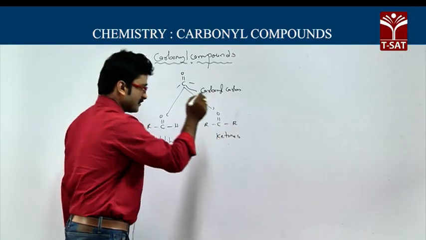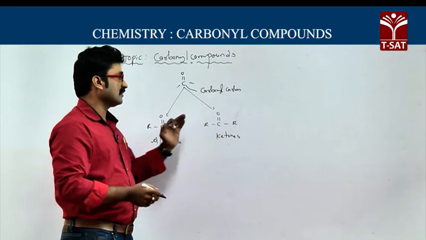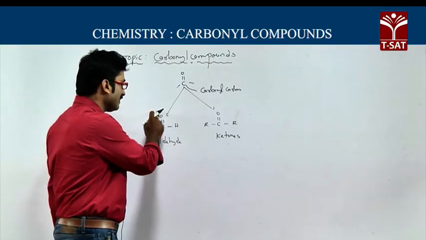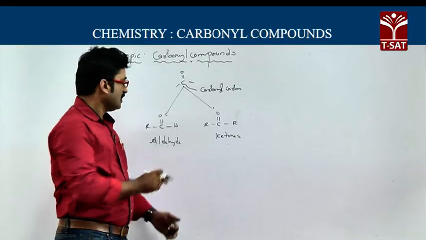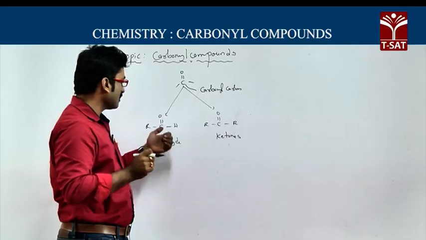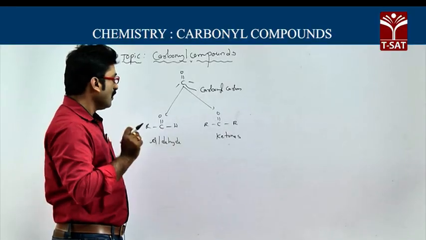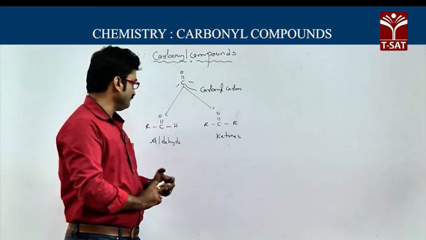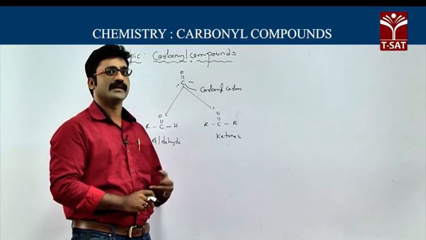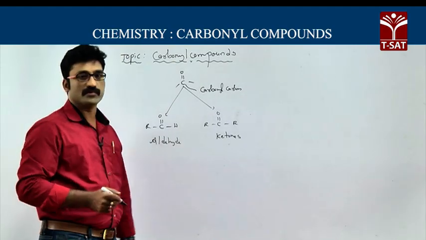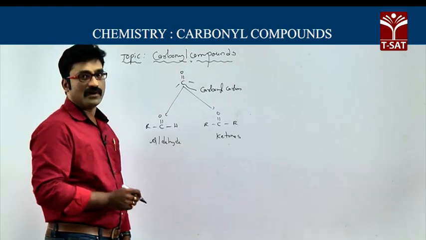Okay, ketones. So, aldehydes and ketones are collectively known as carbonyl compounds because they contain the C double bond O group. This C double bond O group is called the carbonyl group, and the carbon is called the carbonyl carbon. Now we will go for the nomenclature, the common names and IUPAC names of aldehydes as well as ketones. First, let us discuss the nomenclature of aldehydes.